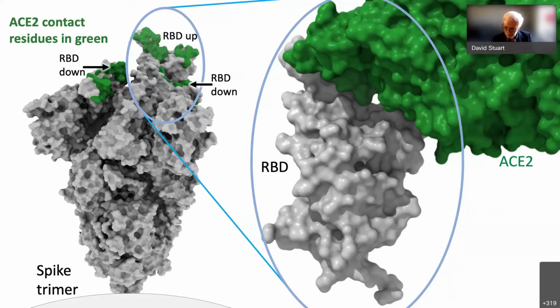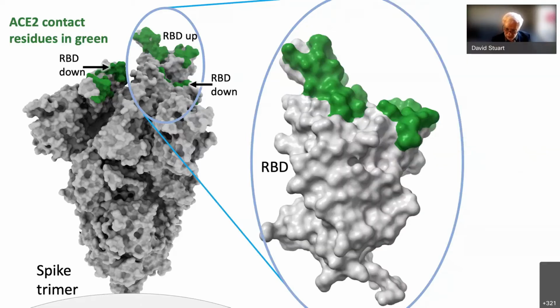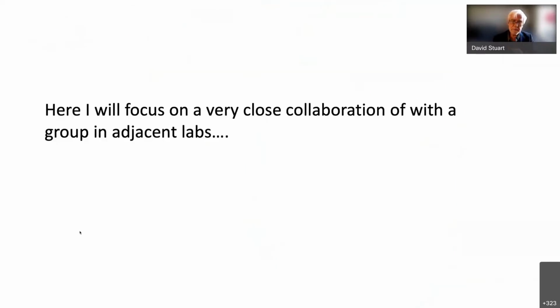So only in the up conformation can it recognize the ACE2 receptor, and the complex of the ACE2 receptor is shown on the right there. That's based on a crystal structure. The footprint of the ACE2 on the receptor binding domain is very small. It's a couple of dozen residues, but a huge amount of biological function is focused in this region of the spike. So a massive molecule with a tremendously important collection of a couple of dozen residues on the tip of the receptor binding domain.